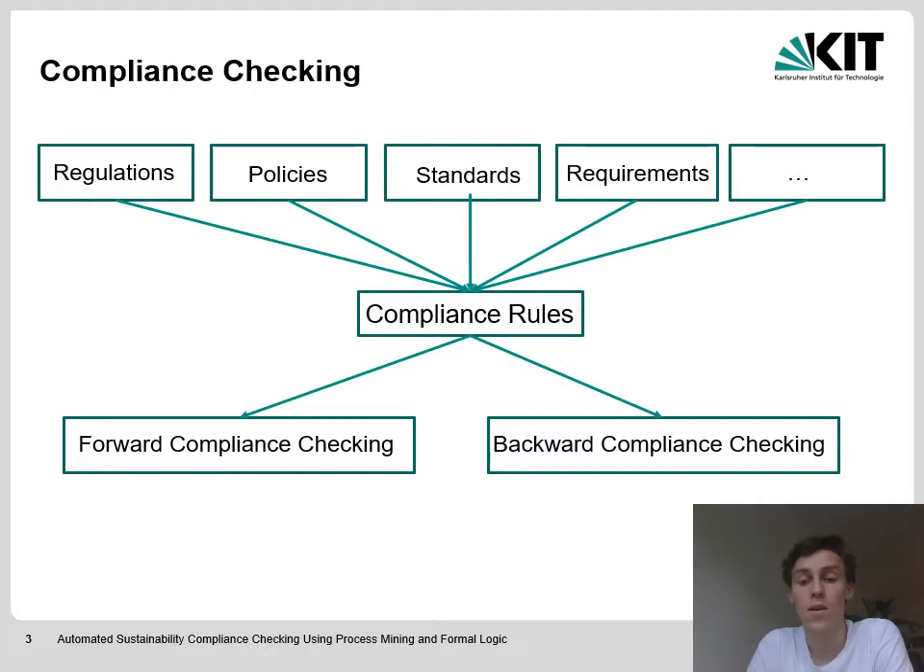And then, in order to ensure that these rules are followed, you can do forward compliance checking. There we also have, for example, compliance by design, which is a known approach to compliance. And then there is backward compliance checking, which will be the main area where I will focus my research. Backward compliance checking means that after the execution of a process, you then check whether this process was compliant with all the sustainability regulations or not.